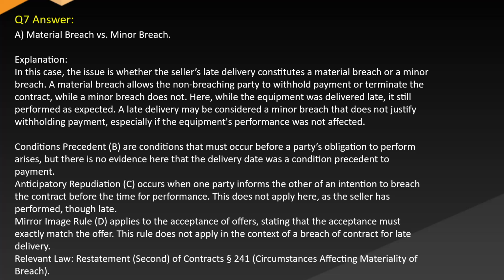B. Conditions precedent. These are conditions that must occur before the parties' obligation to perform arises, but there is no evidence here that the delivery date was a condition precedent to payment. C. Anticipatory repudiation. Occurs when one party informs the other of an intention to breach the contract before the time for performance. This does not apply here, as the seller has performed, though late. D. Mirror image rule. Applies to the acceptance of offers, stating that the acceptance must exactly match the offer. This rule does not apply in the context of breach of contract for late delivery. Relevant law: Restatement (Second) of Contracts SS 241, circumstances affecting materiality of breach.